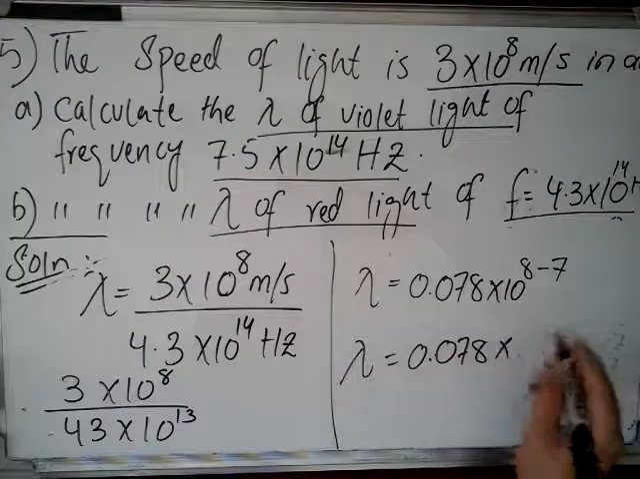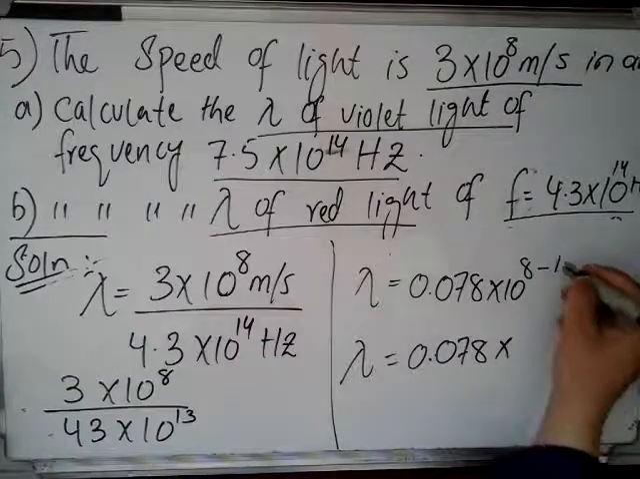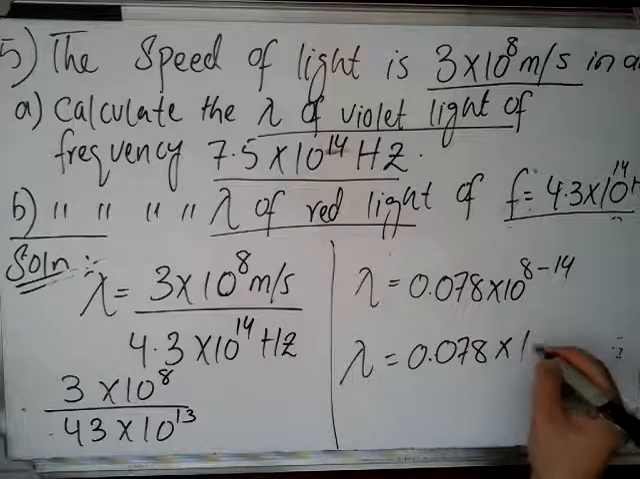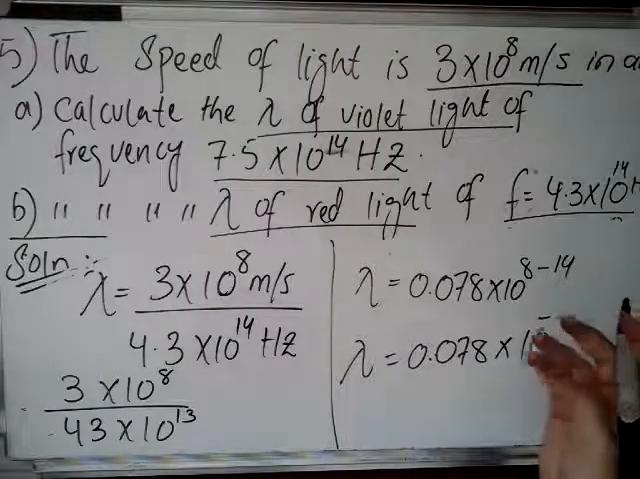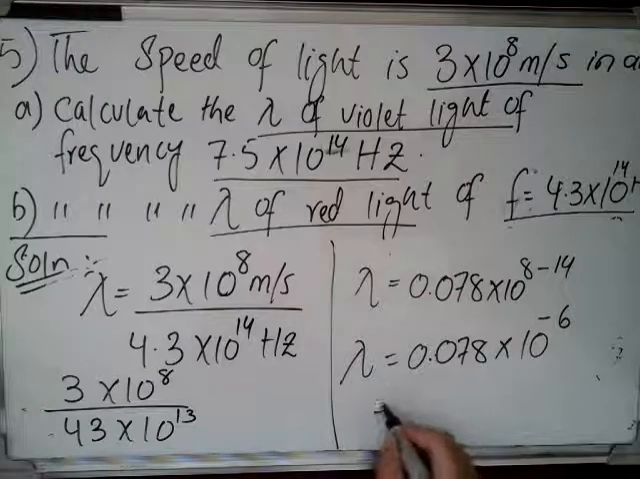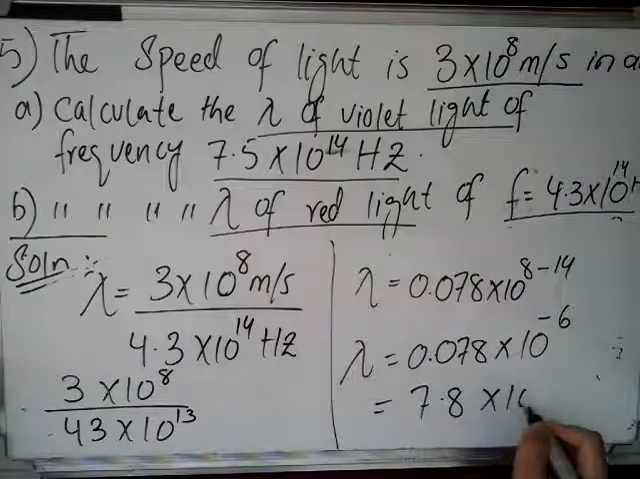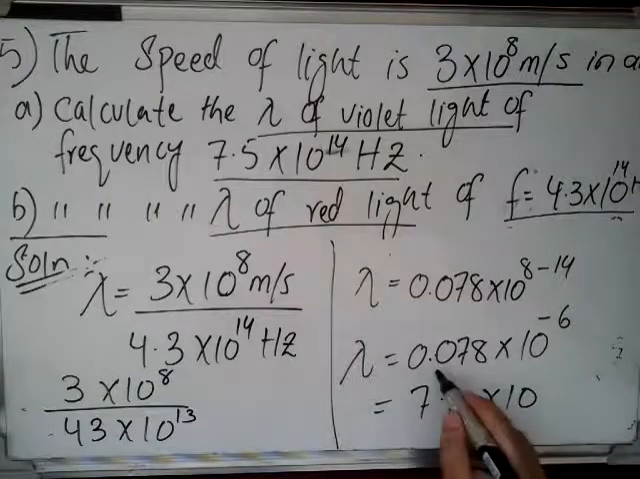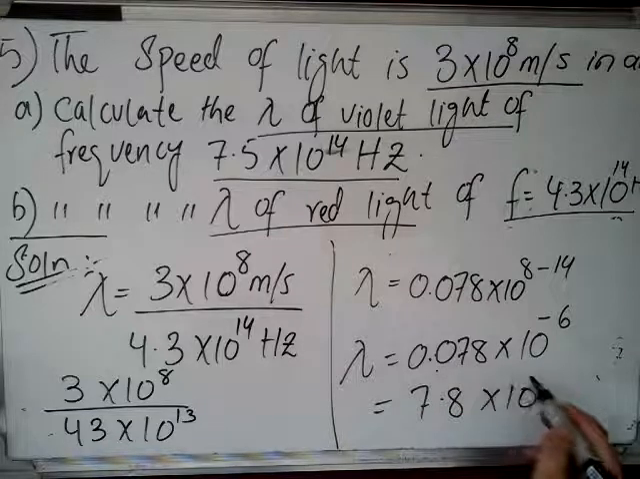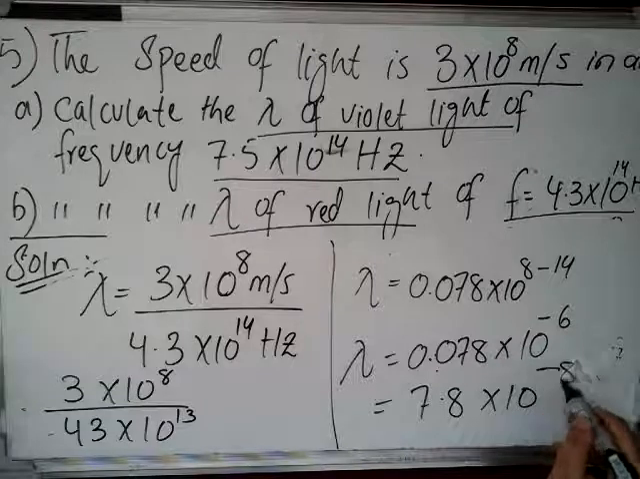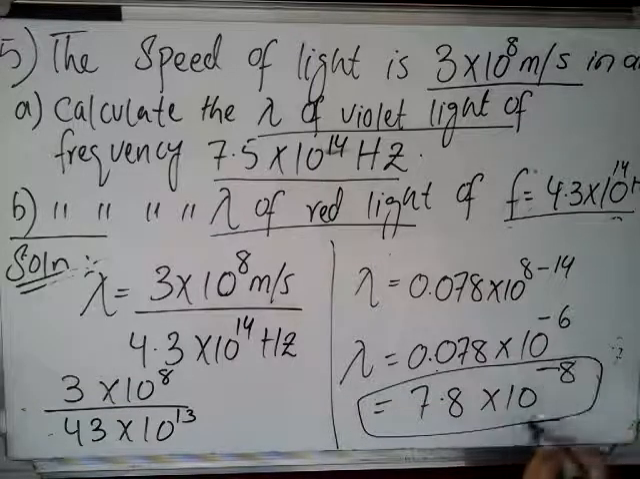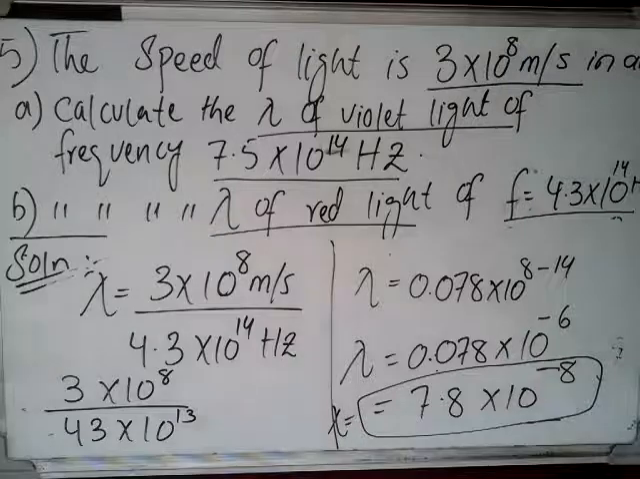0.078 into 10 raised to power minus 14, 10 raised to power minus 6. So I can also write 7.8 into 10 raised to power 6 minus 2 minus 8. So this is the wavelength of red light. Okay, wavelength of red light. Is that clear?